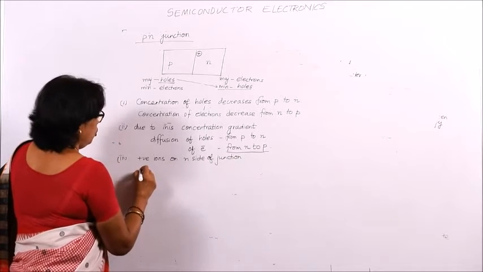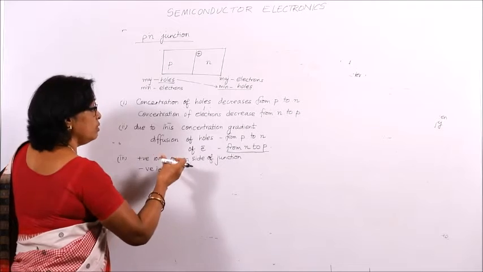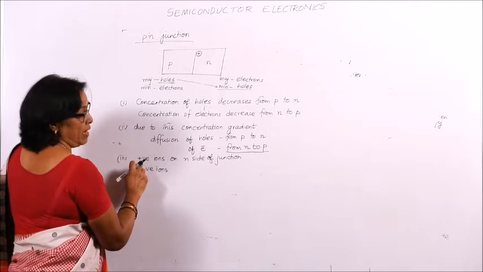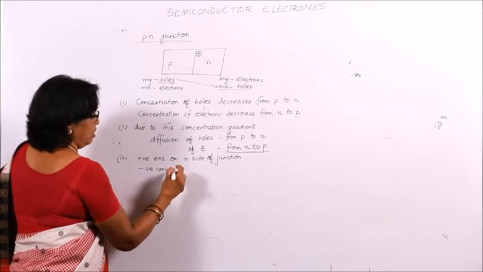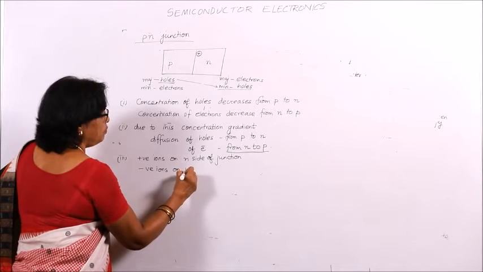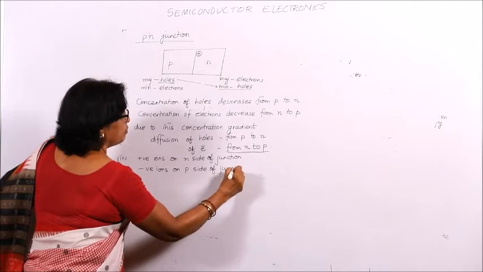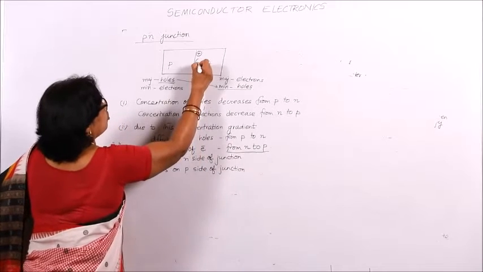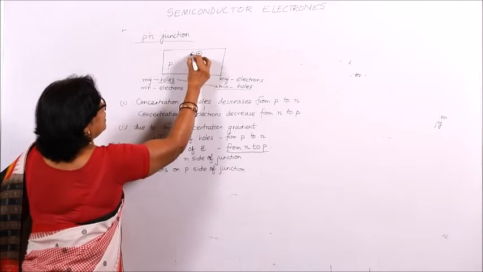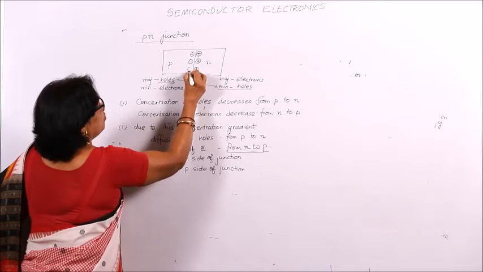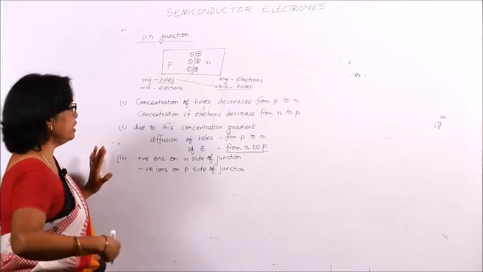and similarly negative ions. The atoms on the p side, where a hole has arrived, become negative ions. So negative ions on the p side of the junction. So a layer of positive ions on the n side of the junction will be produced and a layer of negative ions on the p side of the junction is produced. So this is what happens due to diffusion.